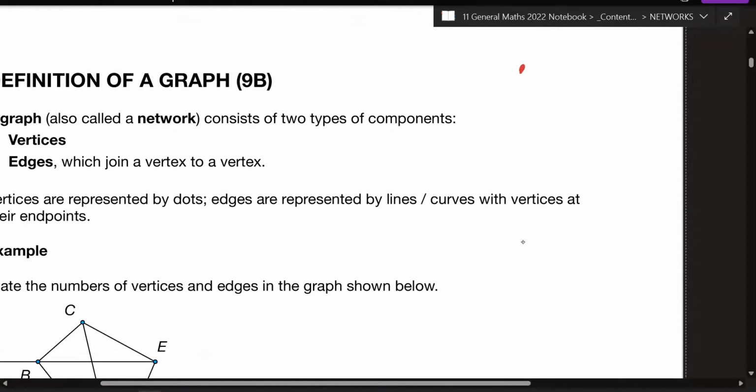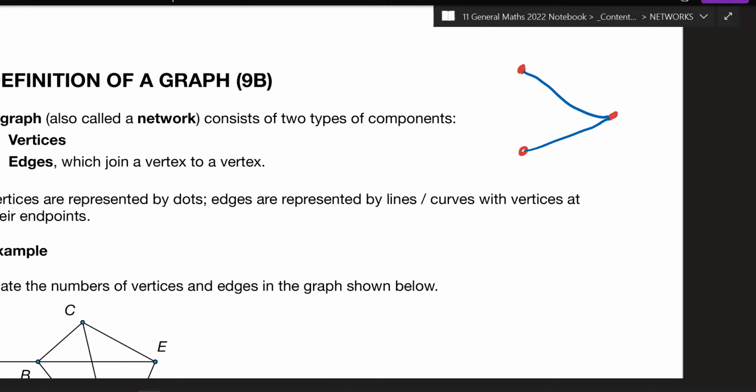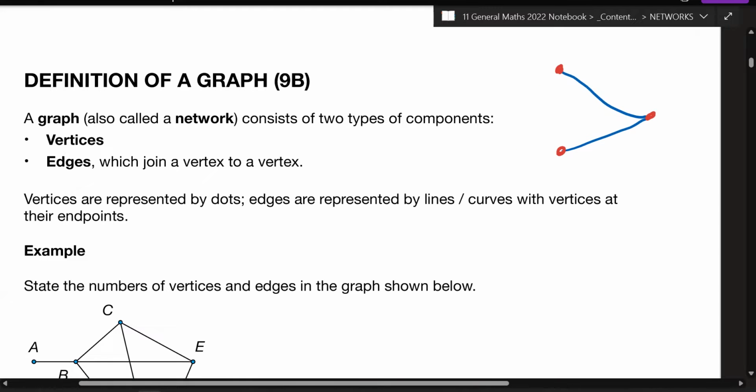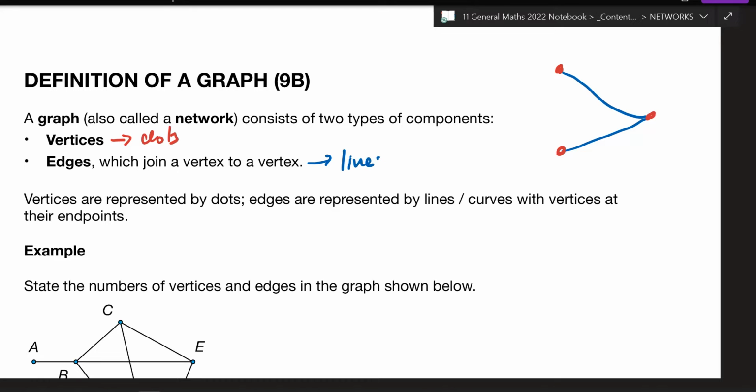A graph, or a network, is what we just looked at. You've got a bunch of dots and lines that connect them. That is a graph, and it's representing connections. Now there are names for the elements of the things that you're seeing in this graph. When you see a dot, we refer to it as a vertex. The vertices are your dots. They're the spots, or sometimes they're called nodes in your textbook. And the lines are the edges.